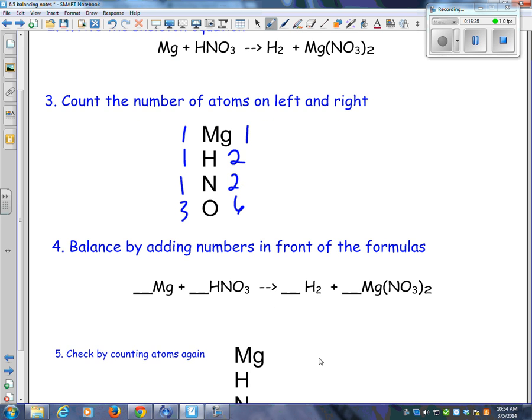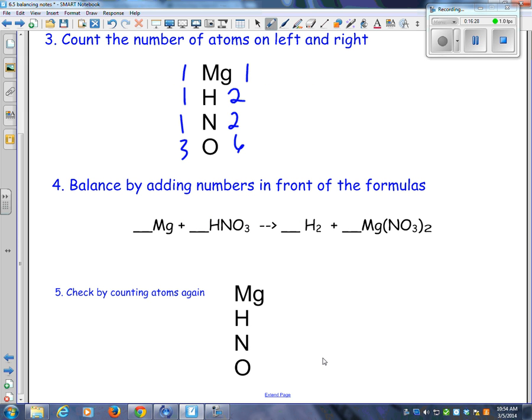Where should I start? Well, how about we start with our H's, right? I got 2 on the right. How do I make there be 2 over here on the left? Put a 2 right there. What's the problem with doing that, Graham? When I put that 2 right there, what does that change? It changes the N's and it changes the?